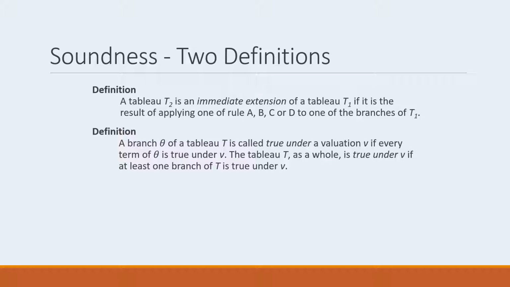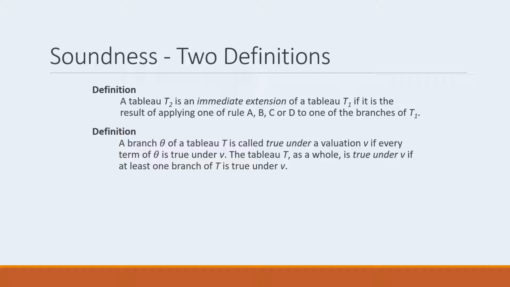Now that we've seen how to construct Tableaux, we're ready to figure out if they actually work. For our proof of soundness, we need two quick definitions. First, a Tableau T2 is an immediate extension of a Tableau T1 if it is the result of applying one of rule A, B, C, or D to one of the branches of T1. So it's an extension because it's T1 plus a little bit more, and it's an immediate extension because it's only a very little bit more.